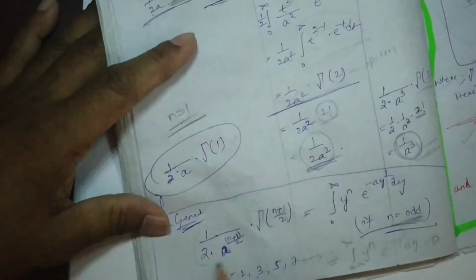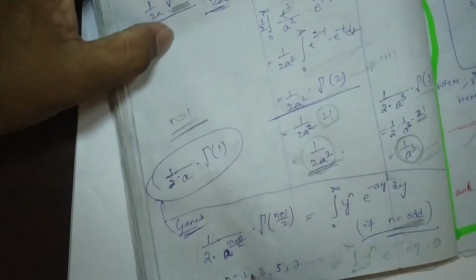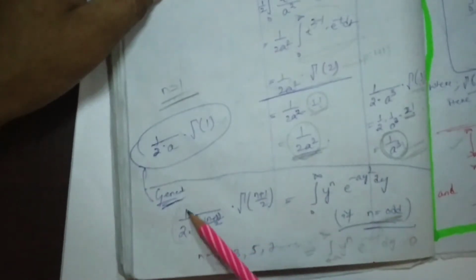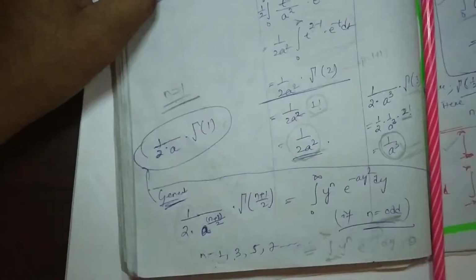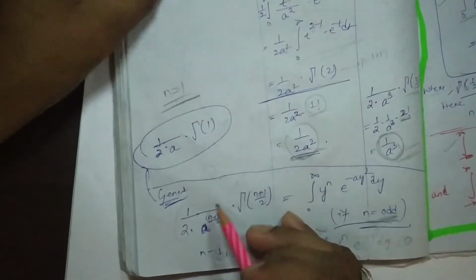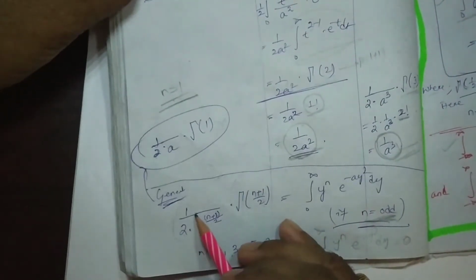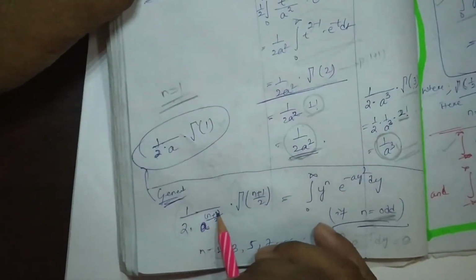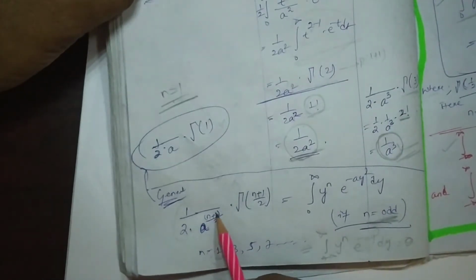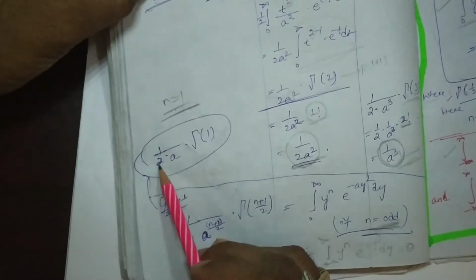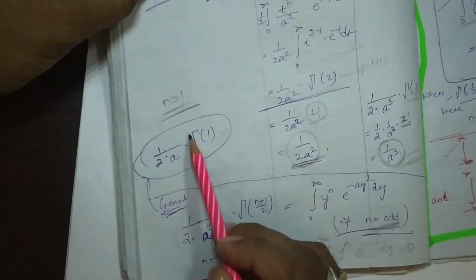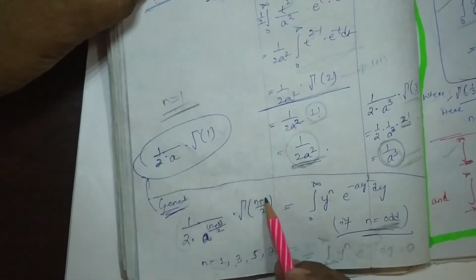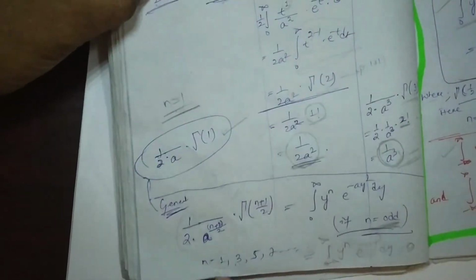You can check that we have to consider n equal to 1. So what will be the value? You see, this is 1 by 2, always 1 by 2 is there, into 1 by 2 into a to the power n plus 1 by 2. So if we consider n equal to 1, then 1 plus 1, 2 by 2 equal to 1. So 1 by 2 into a to the power 1 into gamma 1, that means n plus 1 by 2. Here n we considered 1, 1 plus 1 by 2, that is 1. We got the answer for n is equal to 1.